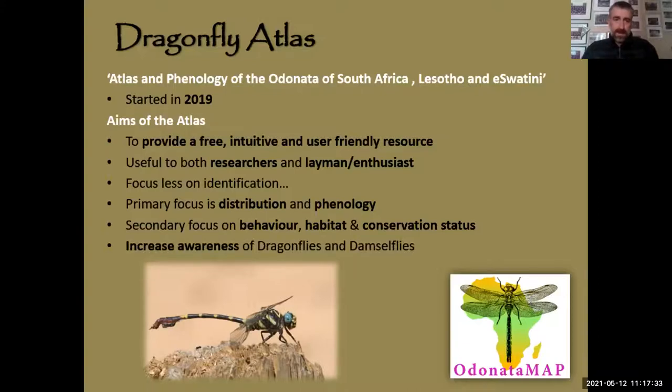And additionally, we want to increase the awareness of dragonflies and damselflies. These pages of the atlas are freely available, and they're easily accessible through Google. You just Google a species, from the common name or Latin name, and you can pick up the info on them. You can also access the atlas through the BDI website.